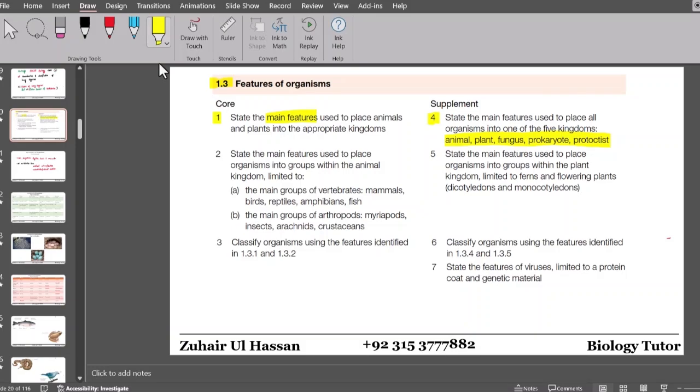Cambridge IGCSE Biology 0610, Chapter 1, Topic 1.3 Features of Organisms. And this is part 2 of 1.3. In part 1, we had discussed the main features of the 5 kingdoms.